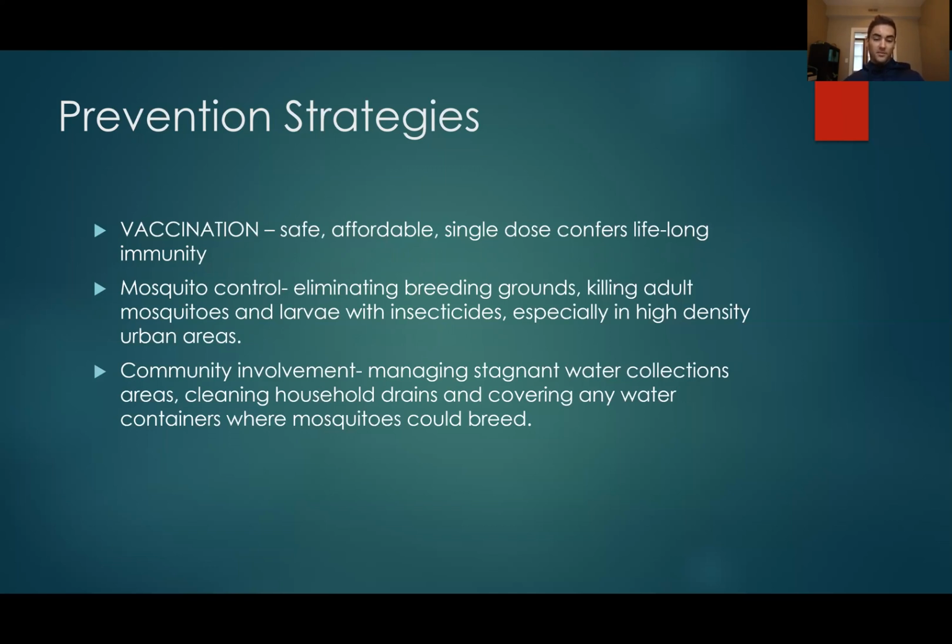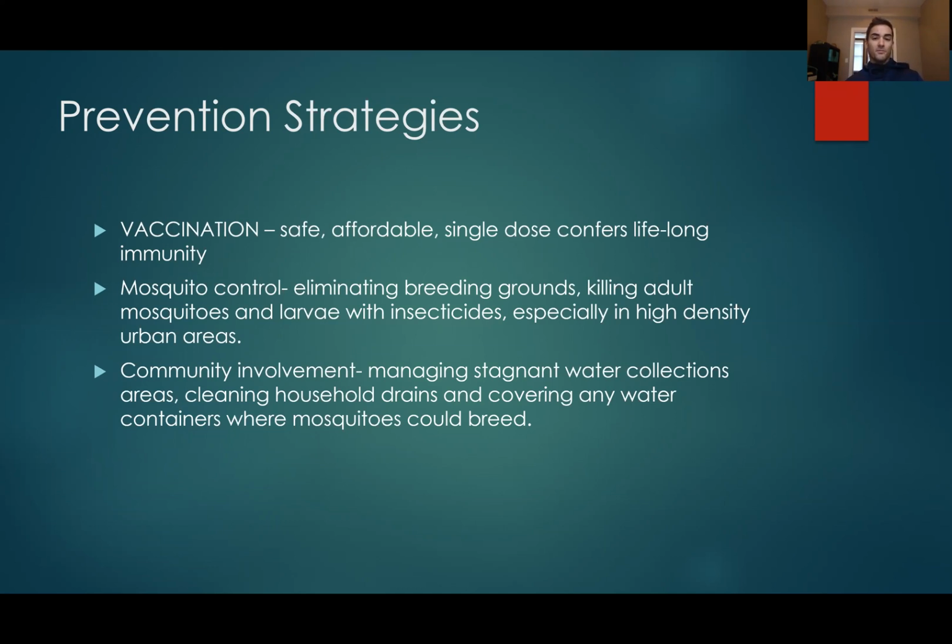The next prevention strategy that we have is means of mosquito control. So we can eliminate breeding grounds, we can kill the adult mosquitoes and larvae using insecticides. This is particularly effective in high density areas where we also see, in addition to high populations, high densities of mosquitoes. This is something that was done all throughout Africa.